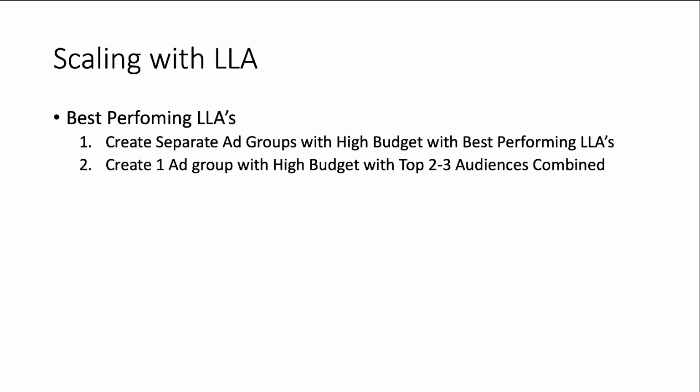Now if you have more than three audiences that are working for you, it's very good. So what you do is you create two different ad groups. So the top three in one ad group, the next three in the second ad group, and give them a high budget and run those ads. Most likely, if all these audiences have worked for you, this ad group will also work for you, and will give you a very low cost per conversion.